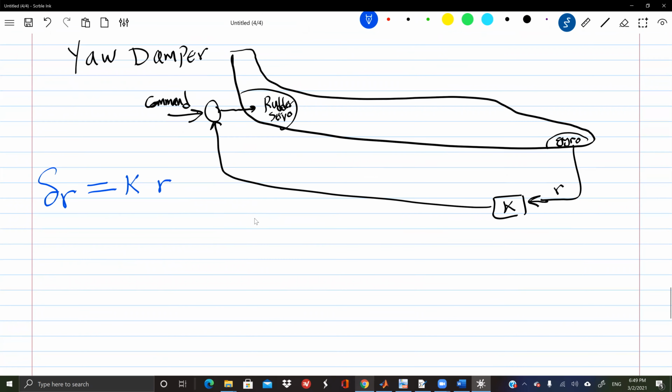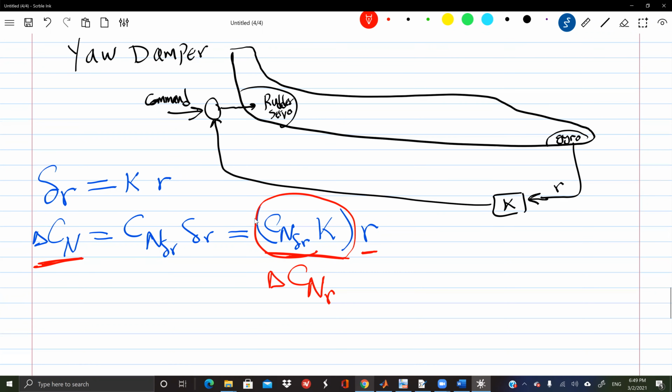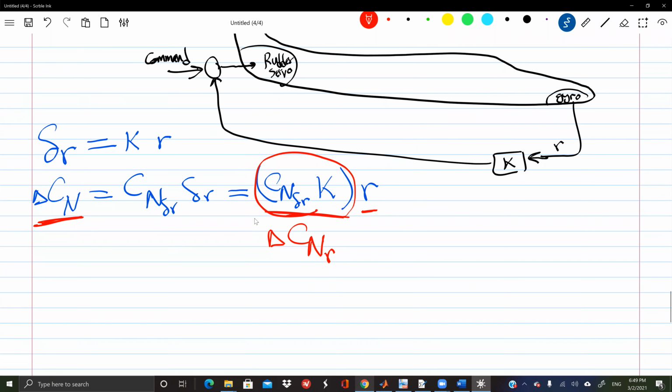And if you apply rudder, what will happen? Well, there's going to be a change in the yaw moment. It's simply Cn delta R times delta R. Let's substitute, please. So Cn delta R times K times R, right? So look at this. I have Cn equals something times R. So this thing must be what? Must be CNR, or the change in CNR. And this is artificially achieved through feedback.